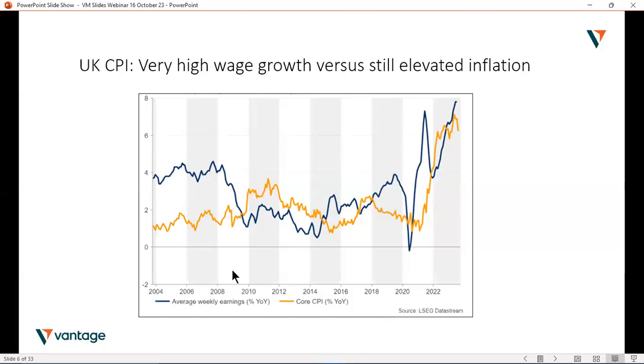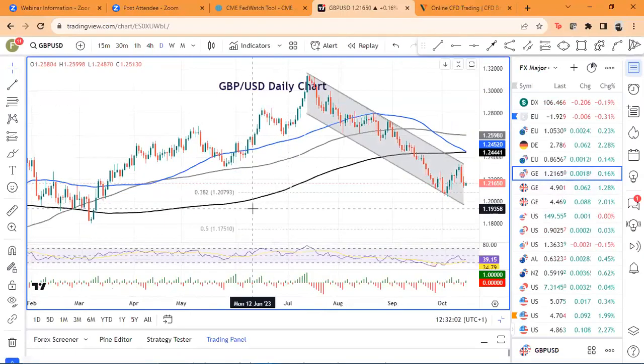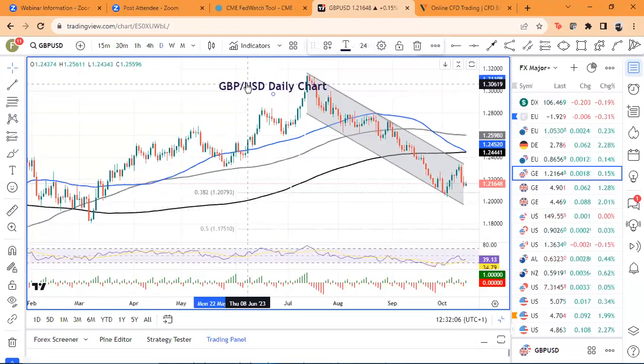So that's UK CPI. I'll just pull up a cable chart now, actually. So that is dollar against the pound. Just one second. Which is this chart here. Yeah, tough environment at the moment for sterling, and a good one really for the dollar at the moment, of course.